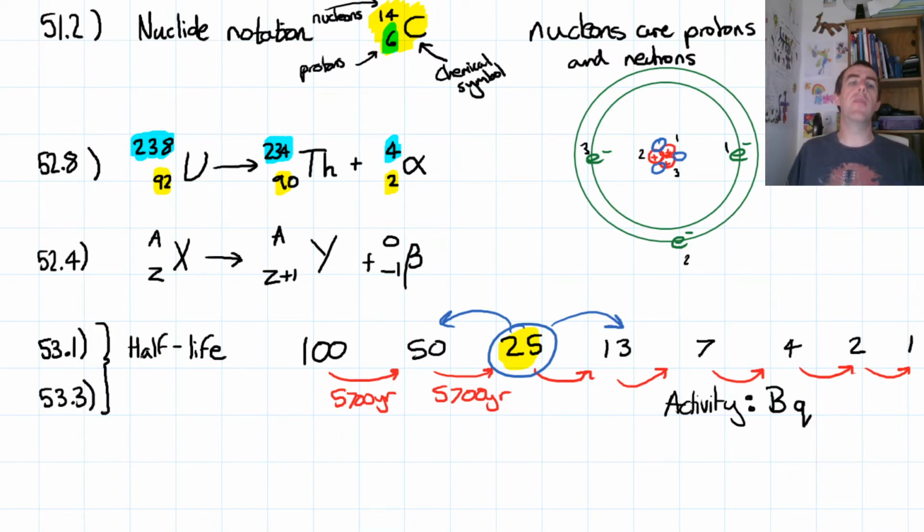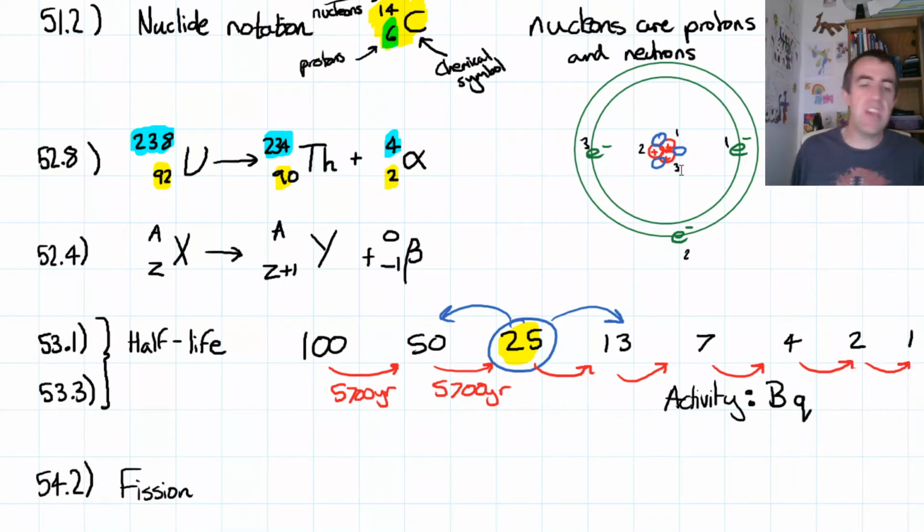Now 53.3 is the same sort of question, but it doesn't just go one half-life either side, it bounces a few half-lives. So be prepared to do some arithmetic, not on your fingers, perhaps use a calculator, but write down your numbers as you go along so you don't make a mistake.